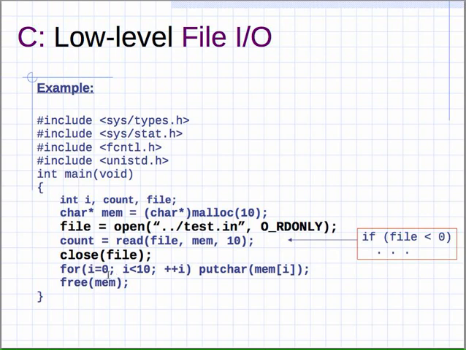You can pause the video, but all it does is read 10 bytes from this specific file, test.in in the parent directory, and then puts it out to standard out using putchar, all 10 bytes, and then it destroys this memory that was allocated using malloc here. So here's the malloc to allocate those 10 bytes of space. Here's the matching free. Make sure that we don't have a memory leak.